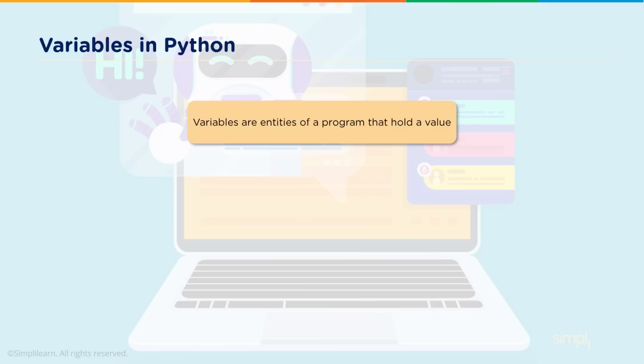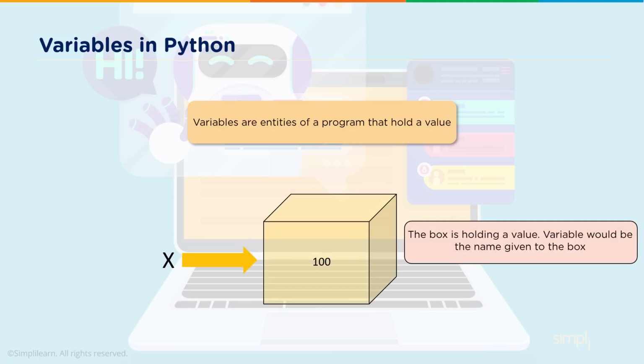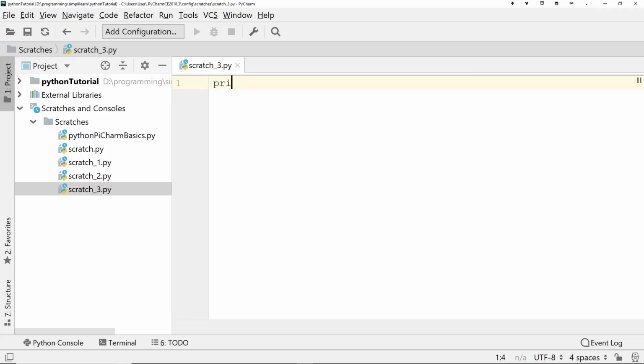We're going to start with variables in Python, the most fundamental building block you need. Variables are entities of a program that hold a value. X equals 100. The box is holding a value, and the variable would be the name given to the box. If you studied basic algebra, x equals 3, x equals 100, it goes a little beyond just equaling numbers because we can also do words. But we're going to look at just variables. Let's pull that up in our user interface and see what that programming looks like in the script language. So in Python, we can do something like print.